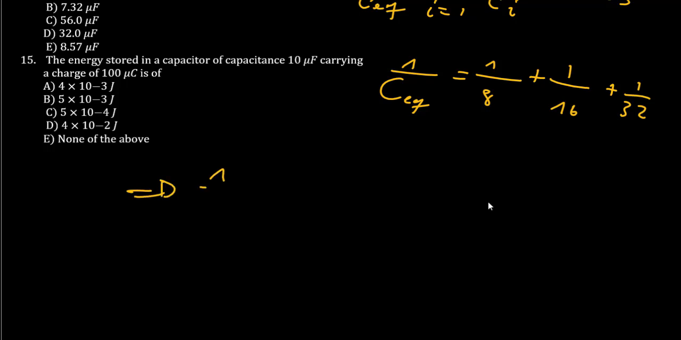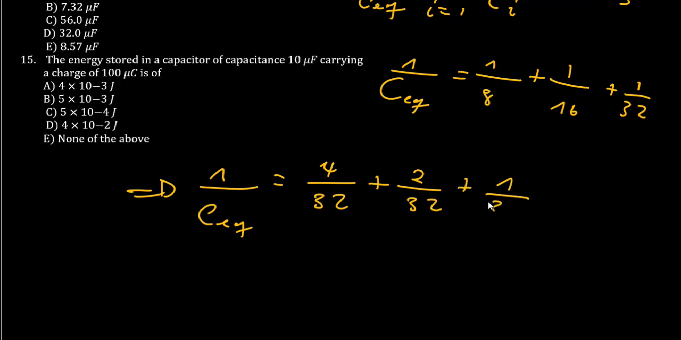So 1 over C equivalent: 1 over 8 can be written as 4 divided by 32, plus 1 over 16 can be written as 2 divided by 32, plus 1 divided by 32. Since they all have a common denominator, we simply sum the numerators. That will be 4 plus 2 plus 1, which is 7 divided by 32.